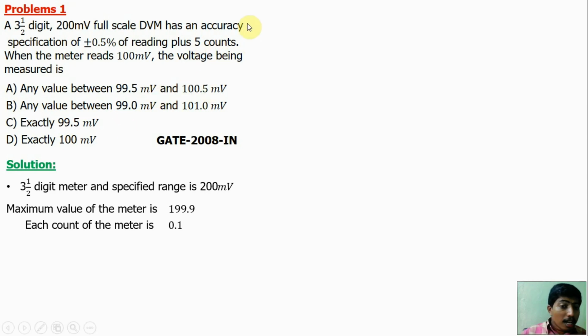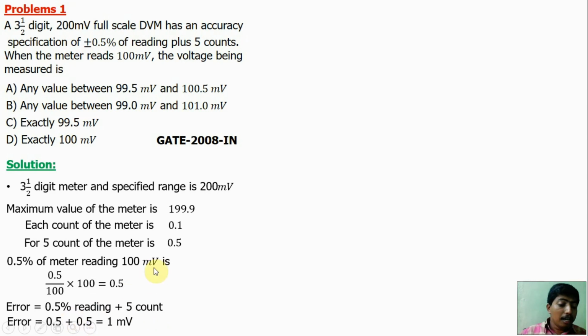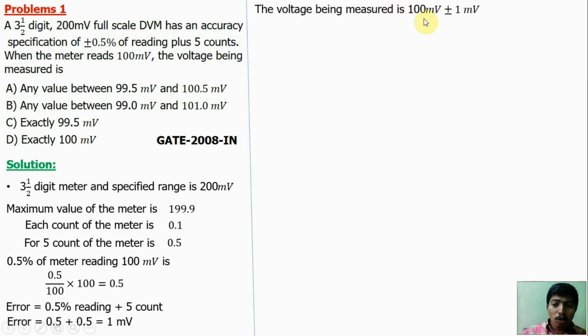Here the accuracy is 5 counts. So 5 counts means 0.5 error. Then the 0.5% of the reading: the reading is 100 millivolt. What is the value of 0.5% of 100 millivolt? It is 0.5 by 100 times 100, so we will get 0.5. So the total error is 0.5% of reading plus 5 counts, that is 0.5 plus 0.5, which is 1 millivolt. So the range varies from 100 millivolt plus or minus 1 millivolt. If positive, it goes to 101 millivolt. If negative, it goes to 99 millivolt. So option B is correct.